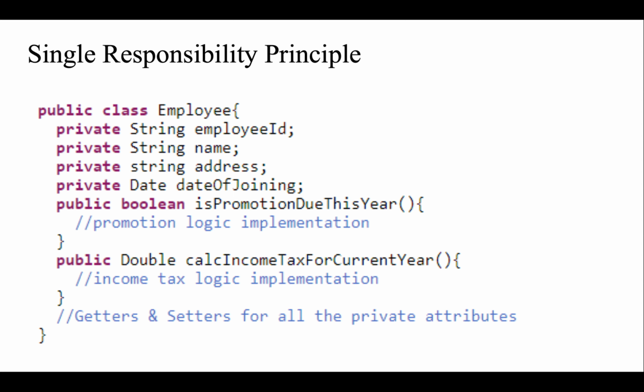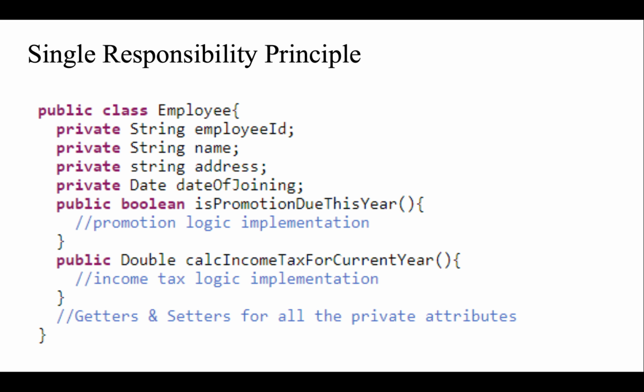So every employee class has some attributes defined for it, like employee ID, name, address, date of joining, etc. Now my requirement is that I want to check whether my employee is eligible for the promotion during this year or not. Also I want to know the final income tax for that employee. So I have designed a class something like this. I have added the attributes and I have provided two functions wherein I will be able to check whether the promotion for that employee is due in this year or not. And also I have the utility function to calculate the income tax logic.